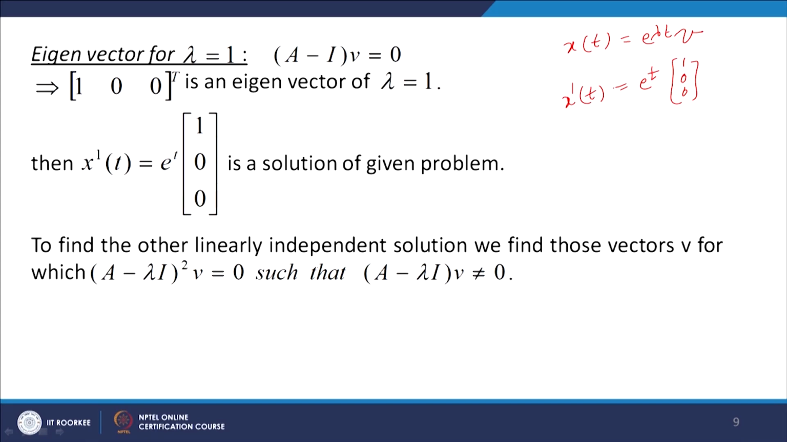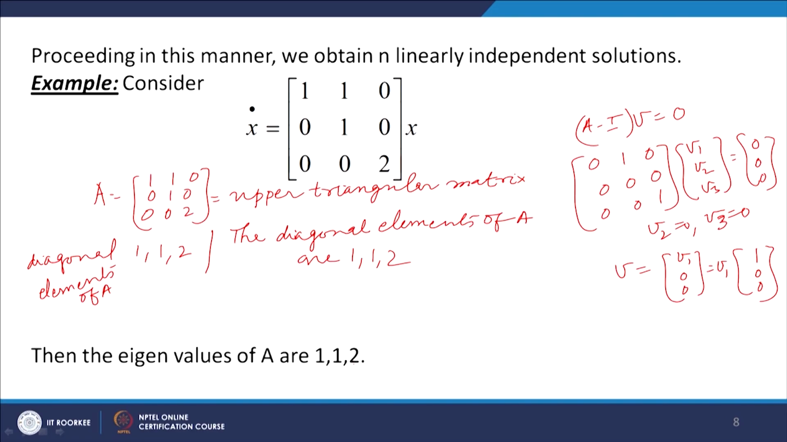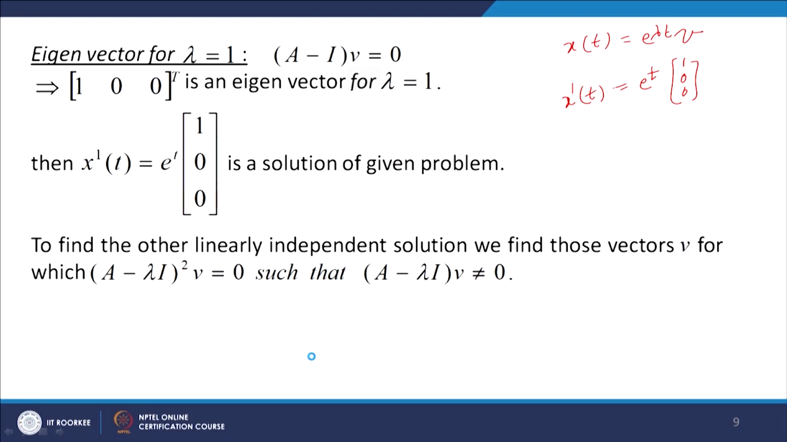Now, one solution we shall get corresponding to lambda equal to 2, okay. But corresponding to lambda equal to 1 we have got only one linearly independent solution. So, let us find one more solution corresponding to lambda equal to 1. To find the other linearly independent solution, we find those vectors b for which (A minus lambda I) whole square b equal to 0, such that (A minus lambda I) b is not equal to 0, where lambda is equal to 1. This we are doing for lambda equal to 1.